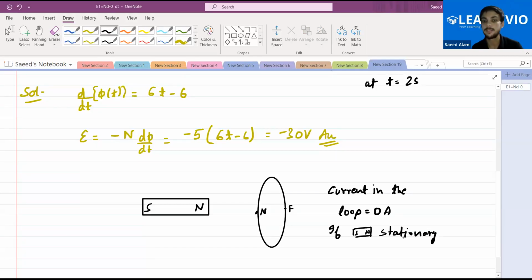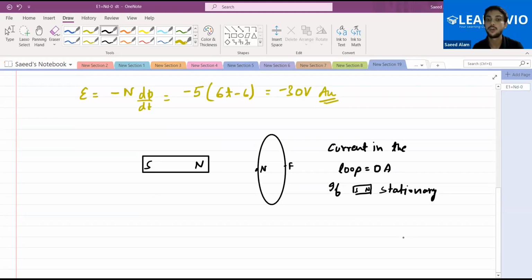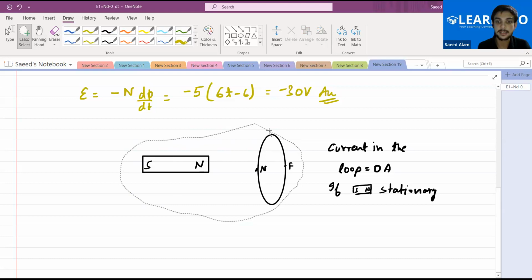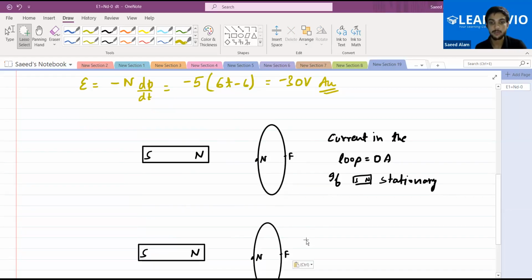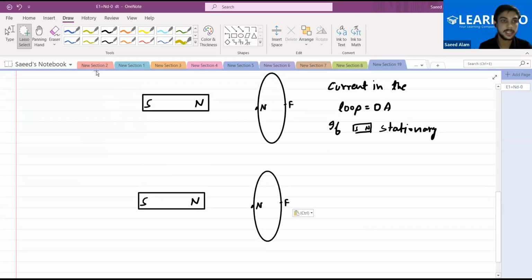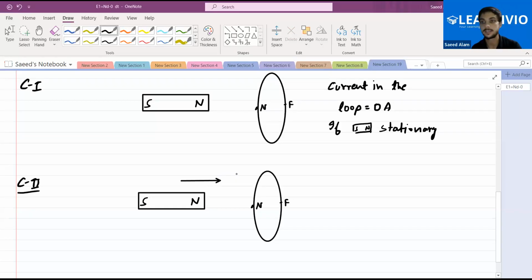That means if the magnet is not moving, there will be no current inside this. But now tell me, if I take the same case again, this was case one that I chose, and this is case two that I'm choosing here. If I'm moving it like this, taking it in front of the loop and towards it.